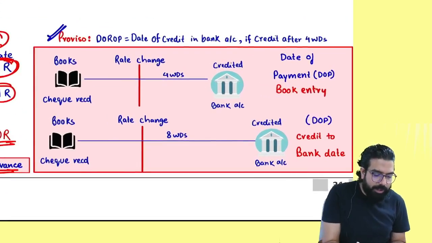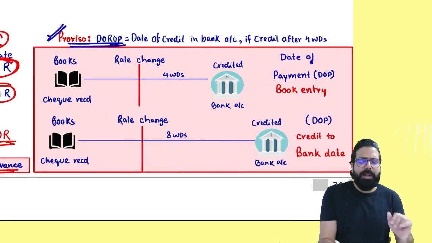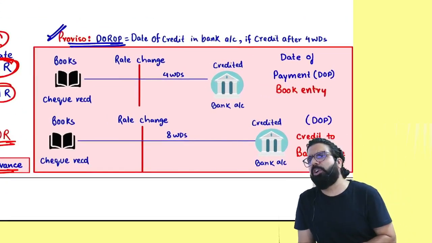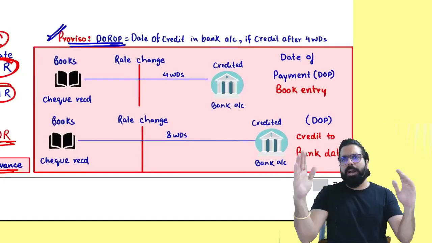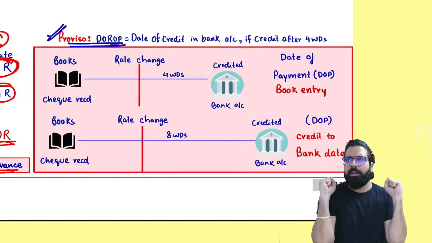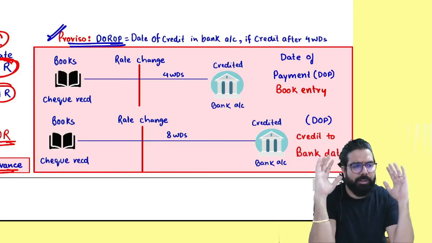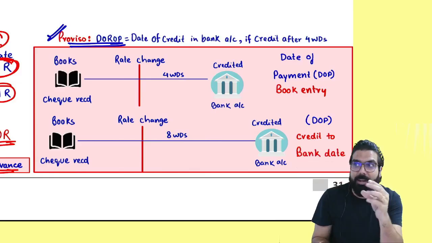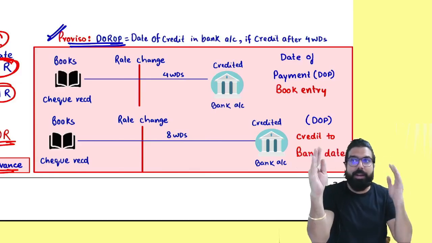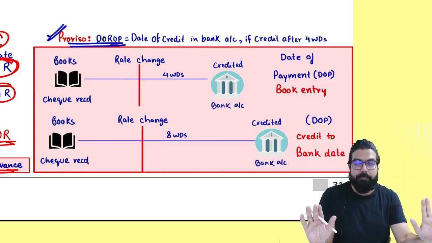One proviso is there over here. People tell me one thing. Generally, date of receipt of payment is what? Book entry or credit, whichever is earlier. Do you guys agree with me? Date of receipt of payment is book entry or credit, whichever is earlier.